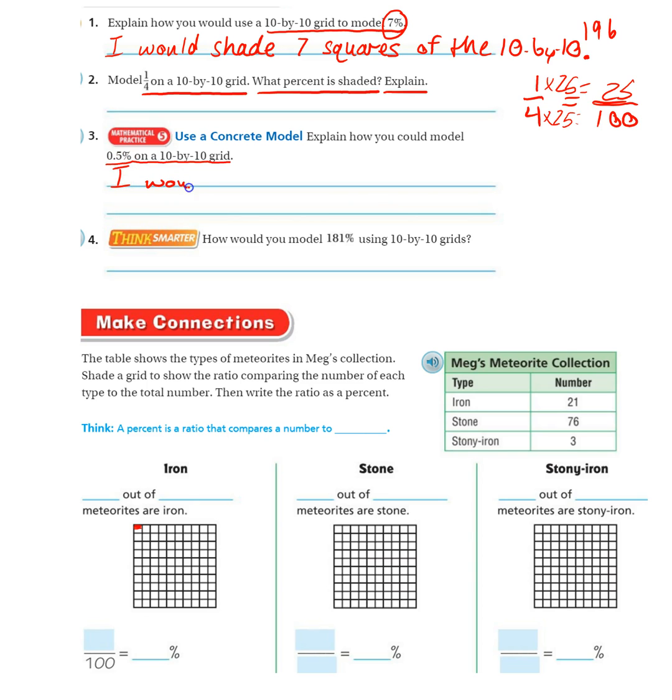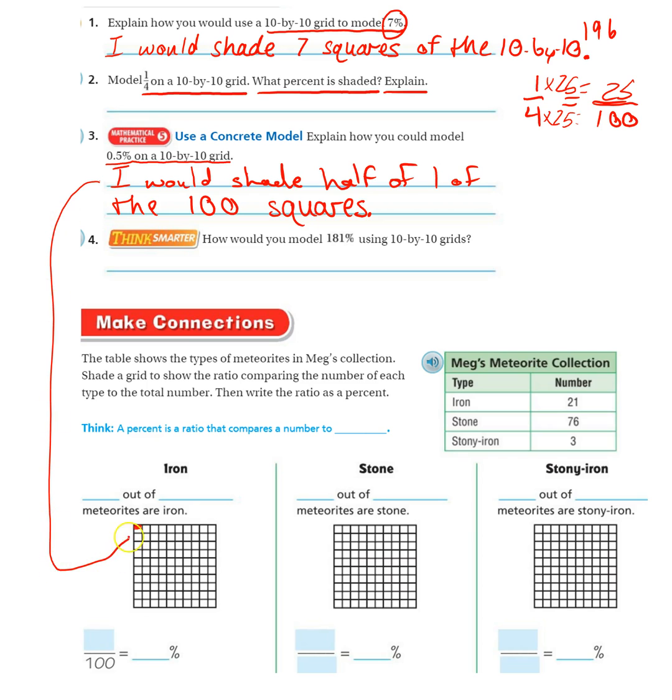So I would shade half of one of the 100 squares. So not half of 100, but half of one of those 100, just like you see down here. Half of one of those squares would be 0.5%.